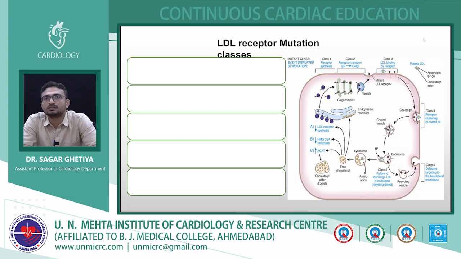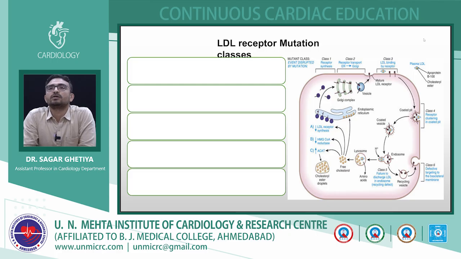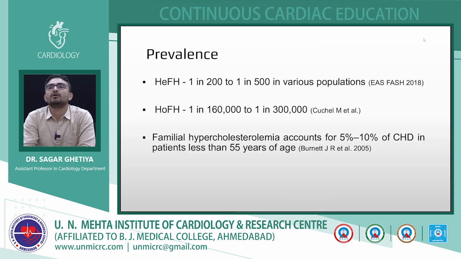LDL receptor mutations are also divided into 5 classes. In class 1, there is a deficiency in receptor synthesis. In class 2, there is a problem in transport. In class 3, there is a problem at the level of LDL binding. While in class 4, there is a problem in receptor clustering in coated pits. In class 5, there is failure to discharge LDL in the endosome.